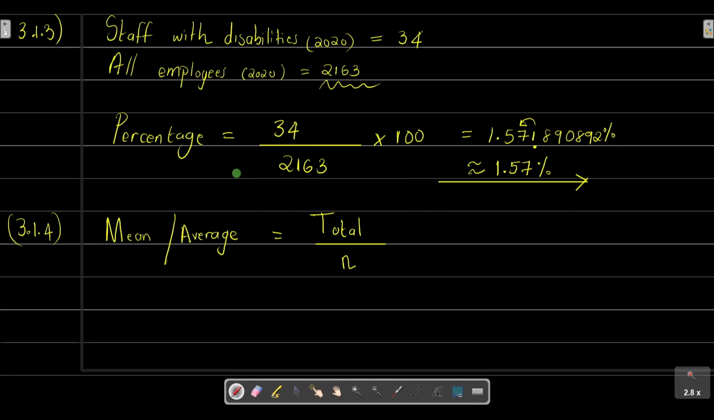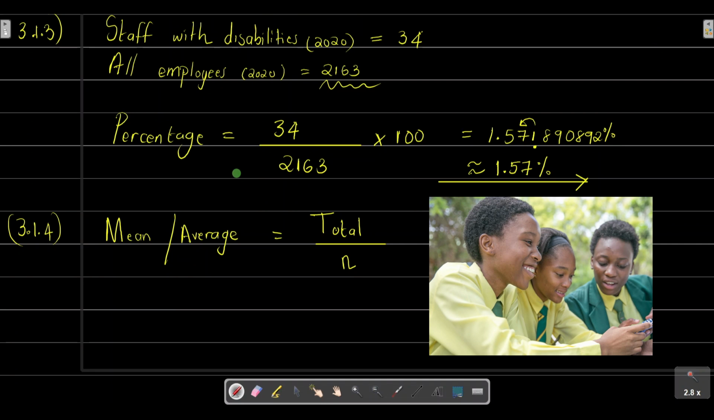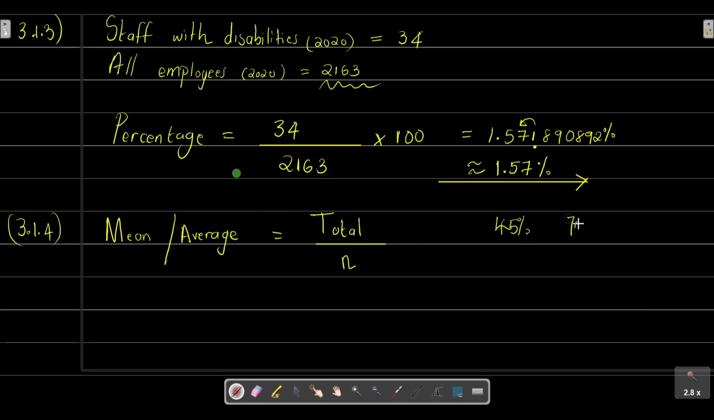So let's say 3 learners wrote this mathematical literacy test. One got 45%, the other one got 70%, the other one got 60%. Okay, at least 2 passed, right? So now we want to determine the average. So how will we determine the average?